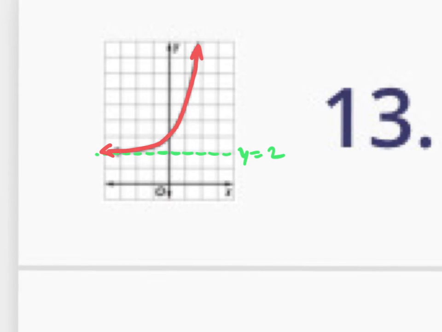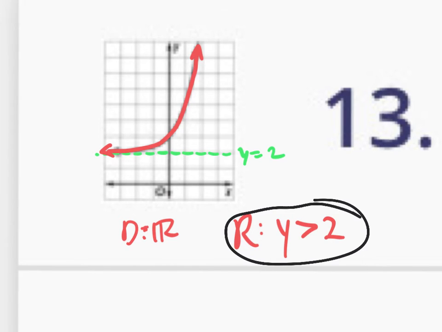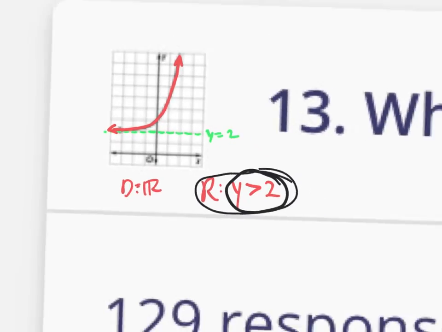So we know it's a growth function, but they're not asking whether it's growth or decay. They're asking for the range. The domain is all real numbers, but that's not what they're asking for. The range is y is greater than 2. You cannot say greater than or equal to 2. You just say y is greater than 2. And that's what you're supposed to type in, actually just this right here: y is greater than 2. Because this whole graph is above the green dotted line.